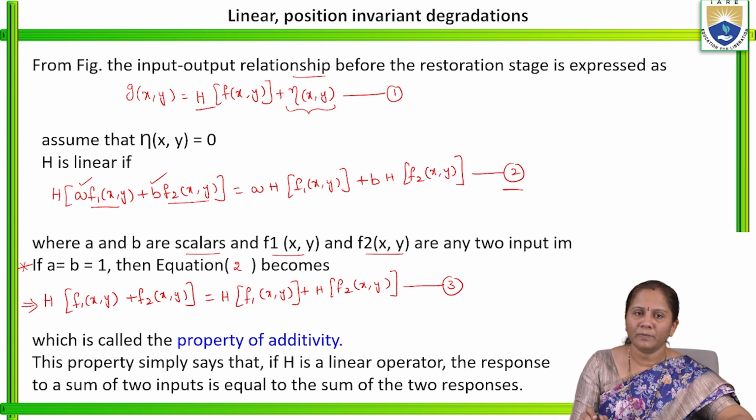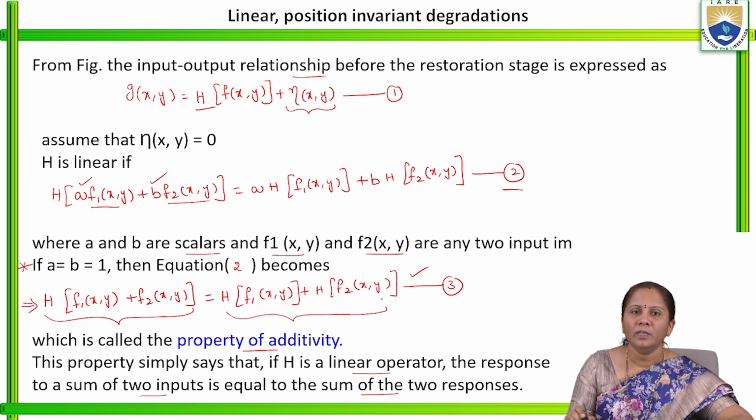From this, we can say this property is called the additive property. So equation 3 represents the additive property. What the additive property says is, if h is a linear operator, then the response to the sum of two inputs is equal to the sum of the two responses. So this is one condition: the response of the sum of two inputs.